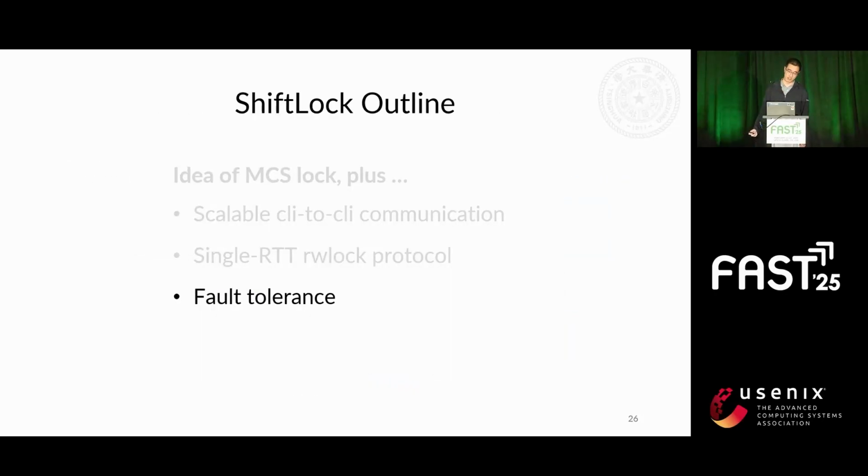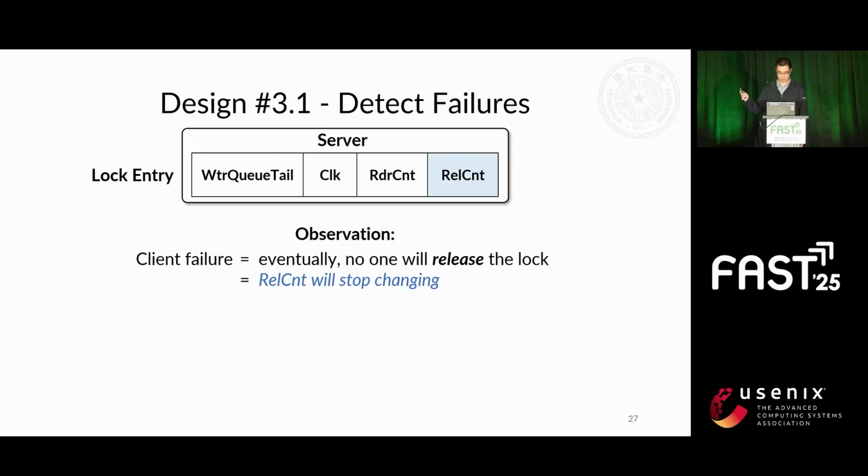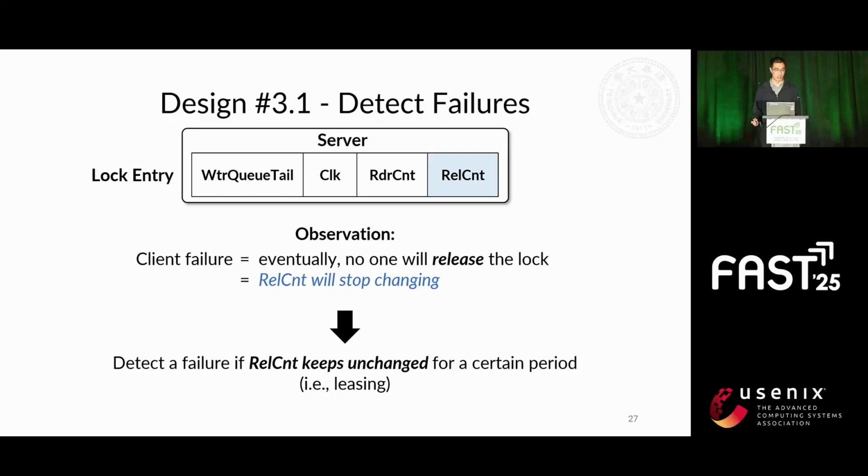Finally, we discussed how ShiftLock tolerates failures. We focus on client failures because if the server fails, the only choice is to let all clients switch to the new server and retry from the beginning. Although ShiftLock introduces lock handover among clients, it adds no extra complexity in failure detection. If a client fails, then eventually all clients will be blocked and no one will release the lock. The release counter will stop changing. So we can adopt the idea of leasing and detect a failure if the release counter stays unchanged for a certain period of time.